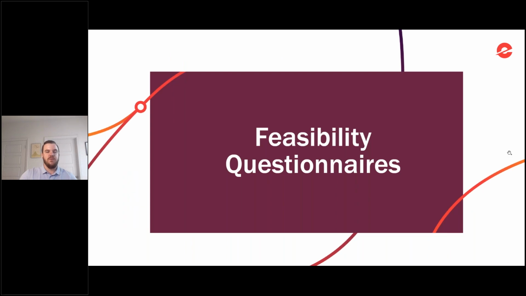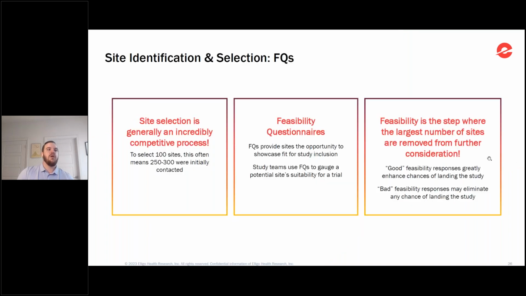So that being said, moving on to our next topic for setting yourself up for success, feasibility questionnaires. So those of you that have experience conducting research, even if you've just done a few studies at this point, are well aware of feasibility questionnaires and the role that they play in your site's ability to be awarded and ultimately conduct a trial. So to start things off with, what is a feasibility questionnaire, and what is the purpose? And you'll see that in this middle block on the screen.